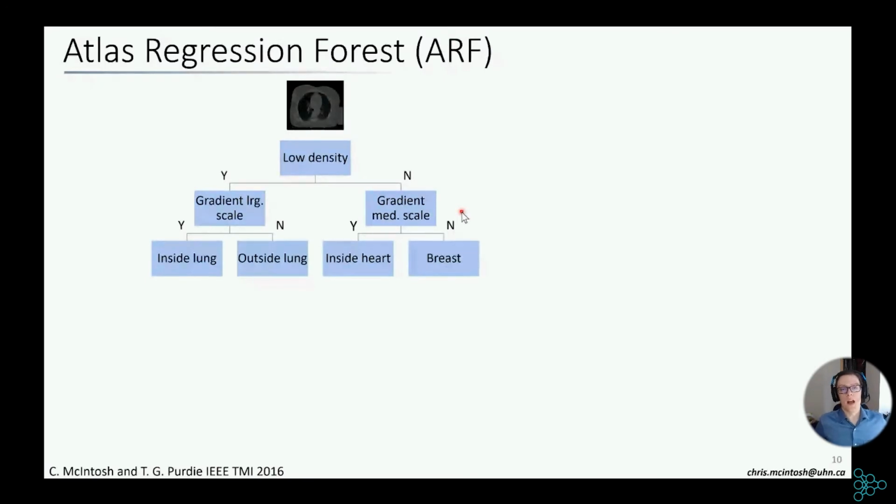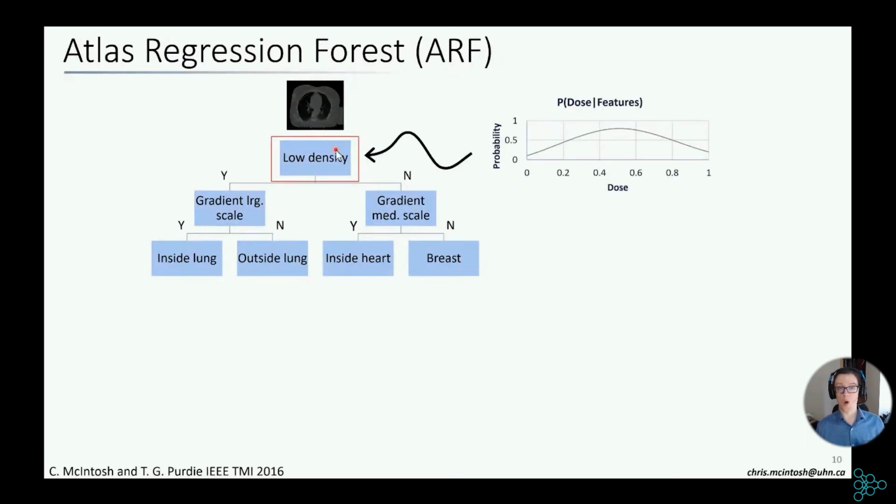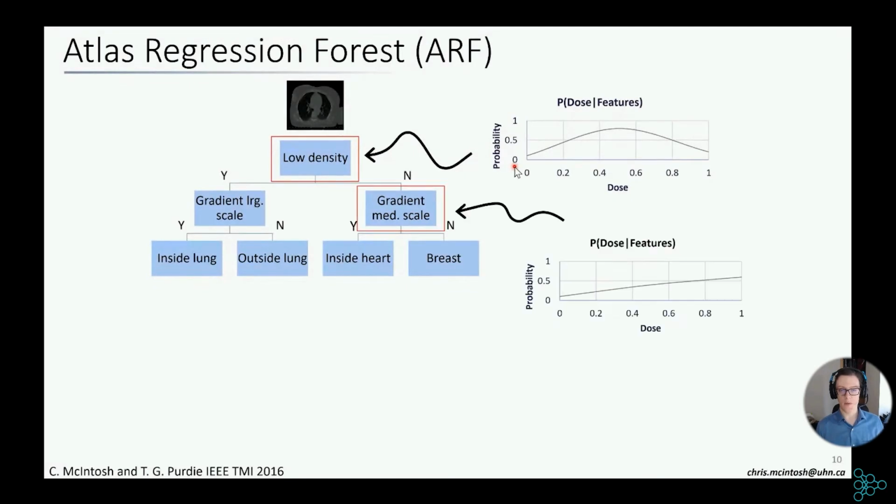The first step is for every patient in the training database, we learn something called an atlas regression forest. So this is basically a way of encoding that particular patient's treatment as a function of their features. So we start off here at the top of the tree, where we don't actually know anything about that patient's treatment because we haven't really observed any features yet. So here we have a uniform distribution of dose. As we progress down the tree, what we do is we learn additional rules of those features. For example, that we have low density, that the gradient is medium scale, is very large at that point. That gives us a bit of a narrow distribution.